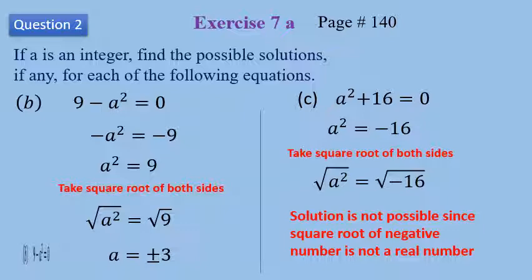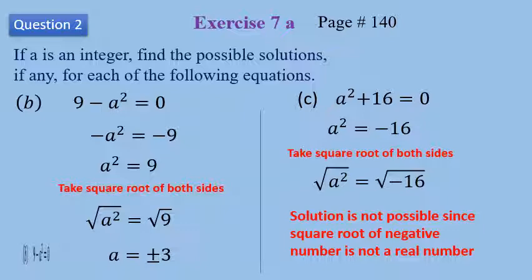If a is an integer, find the possible solutions, if any, for each of the following equations. We have to find the solution of the following equations. In these equations, the variable is a, that is an integer. We have to find the values of a in all the equations given in this question.